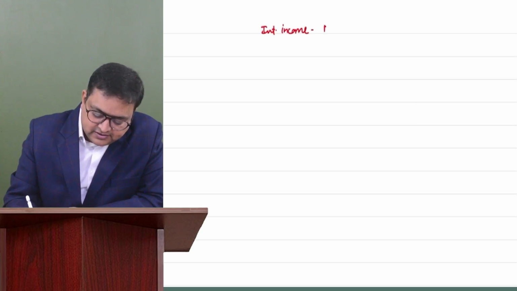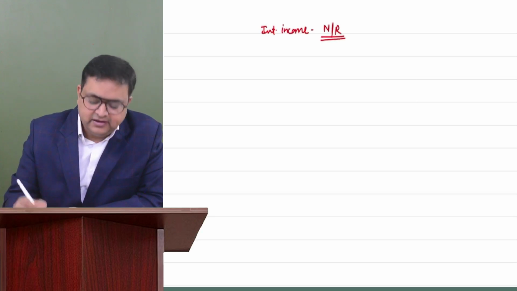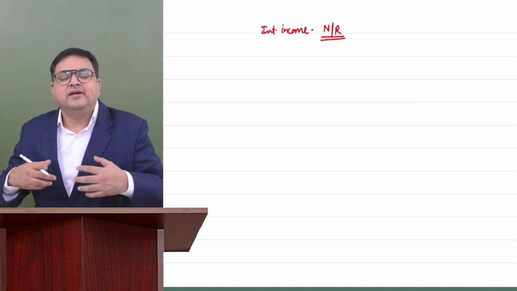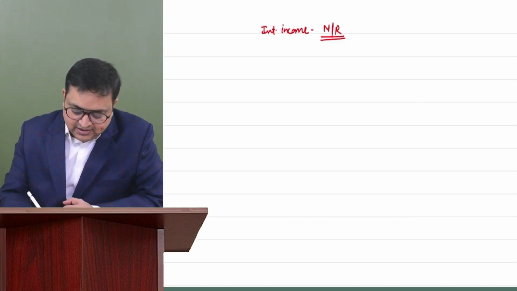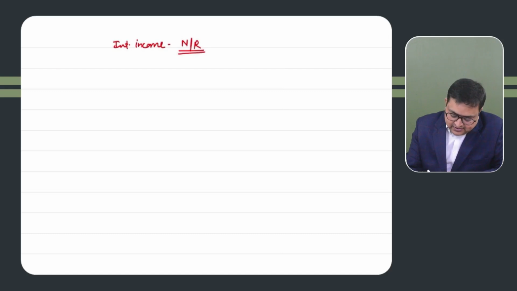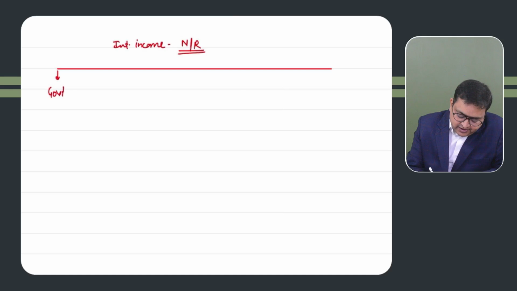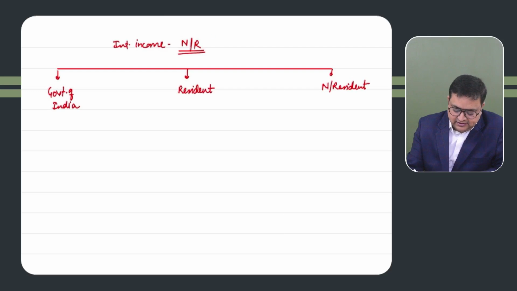So if there is an interest income of a non-resident, he is getting an interest income. Why? Because he has lent this money, and he has lent this money either to the government of India, or to a resident, or to a non-resident, right? So let's say this non-resident, his name is Paul, correct?